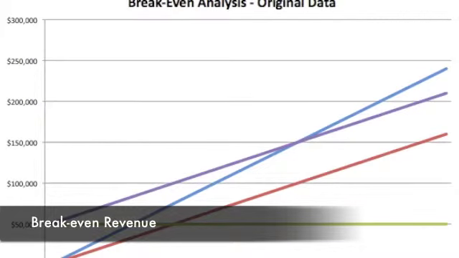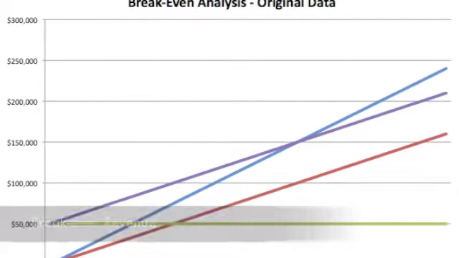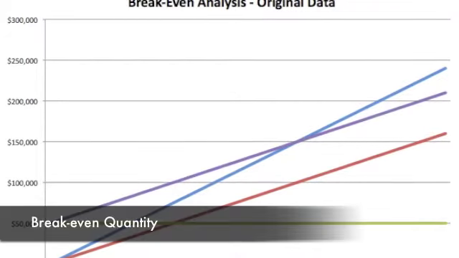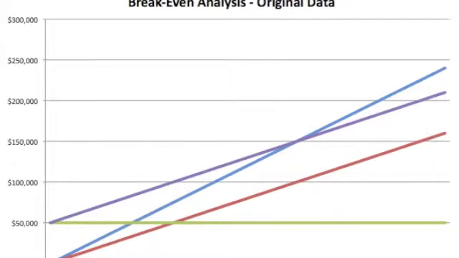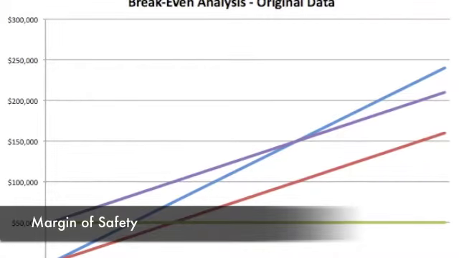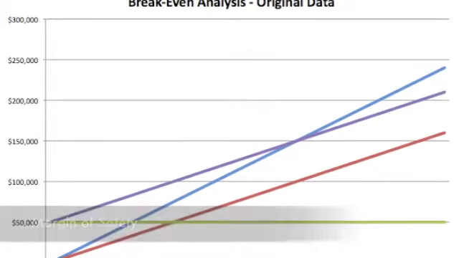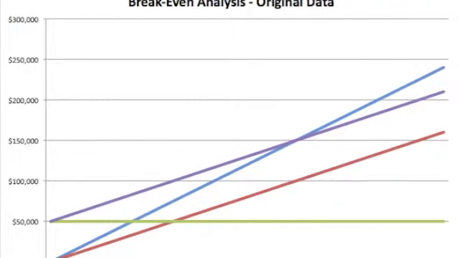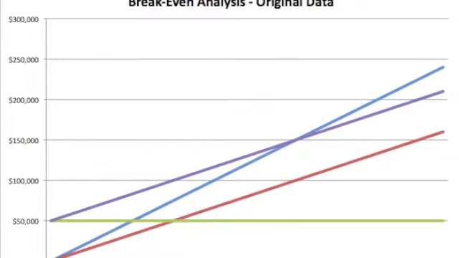Break-even revenue is the amount of cost and revenue where total cost equals the total revenue. Break-even quantity refers to the level of output to reach the break-even point. The margin of safety is the horizontal length between the level of demand and the break-even quantity of the product. A positive margin of safety means the business makes a profit. A negative margin of safety means the business makes a loss.